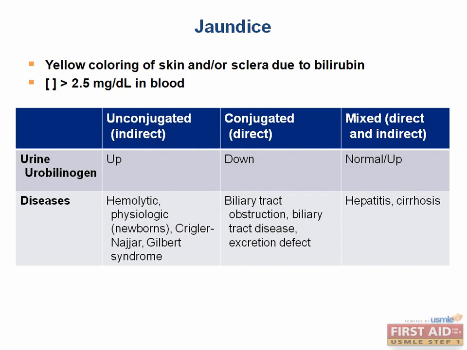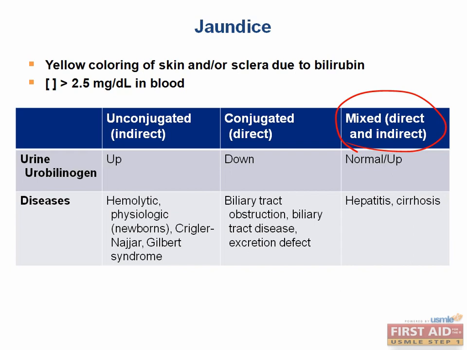We can think about jaundice in terms of unconjugated and conjugated bilirubin. Hepatocellular jaundice involves high levels of both conjugated and unconjugated bilirubin. The liver cells here are injured and they release their contents, and this is why you get a mixed form of both direct and indirect bilirubin.